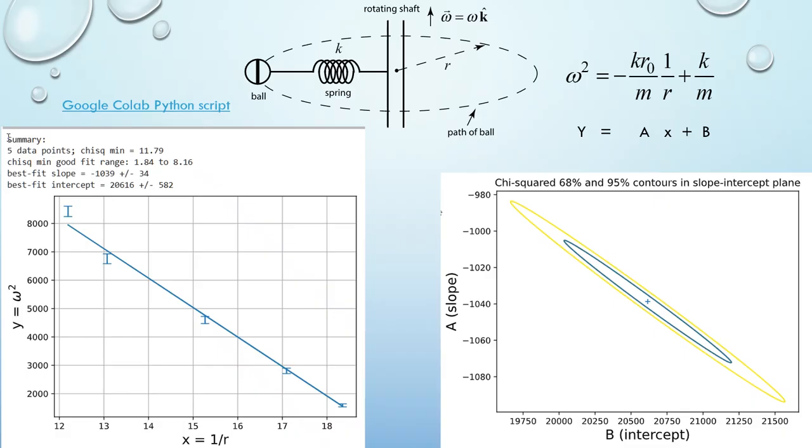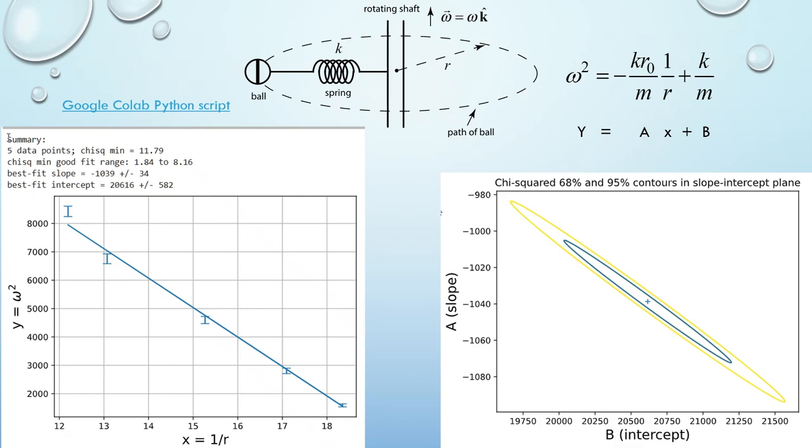The 5-point data plot with error bars, because every data point is a mean value, and results are shown on the left. We read that chi-square min is 11.79, but the good fit range extends only up to 8.16. Therefore, we are narrowly forced to reject the model.